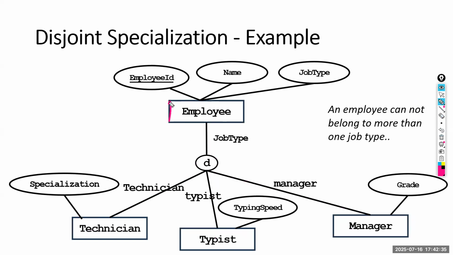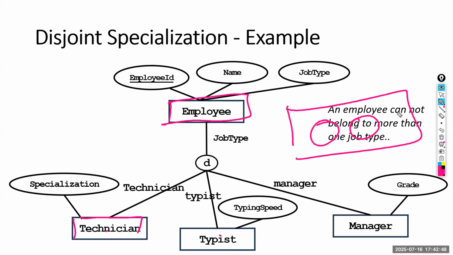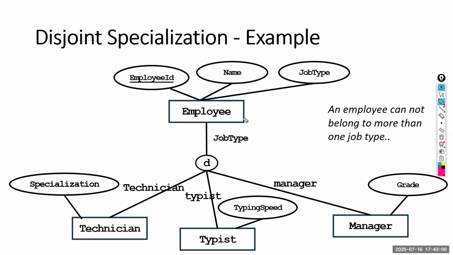So that means your super type can belong to one of the special cases, not more than one. A maximum of one special case. Then it is disjoint. Because then it is something like this: either this belongs to this. If it belongs to this, it doesn't belong to these two, and so on. That is called disjoint. So you need to look at the reality, or you will get some hints from your question, and then you can decide that it is disjoint.